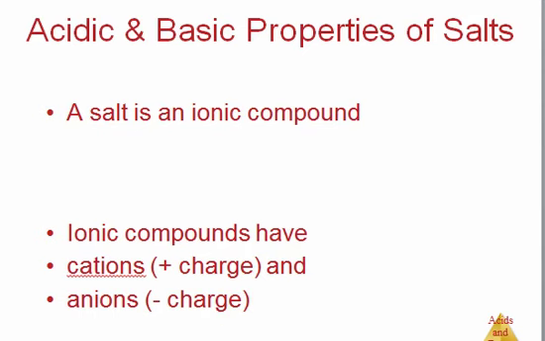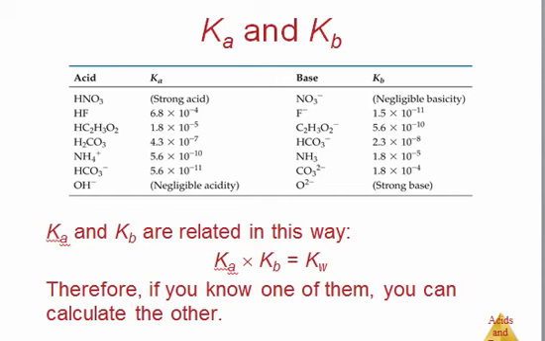Now, we've already looked at the acidic and basic properties of some ions. For example, these anions here are all conjugate bases of a weak acid, so they have a Kb. So if I had a salt that had an anion that was the conjugate base of a weak acid, it would affect the pH of that solution. If it has a Kb, it would react as a base, and it would increase the concentration of hydroxide.